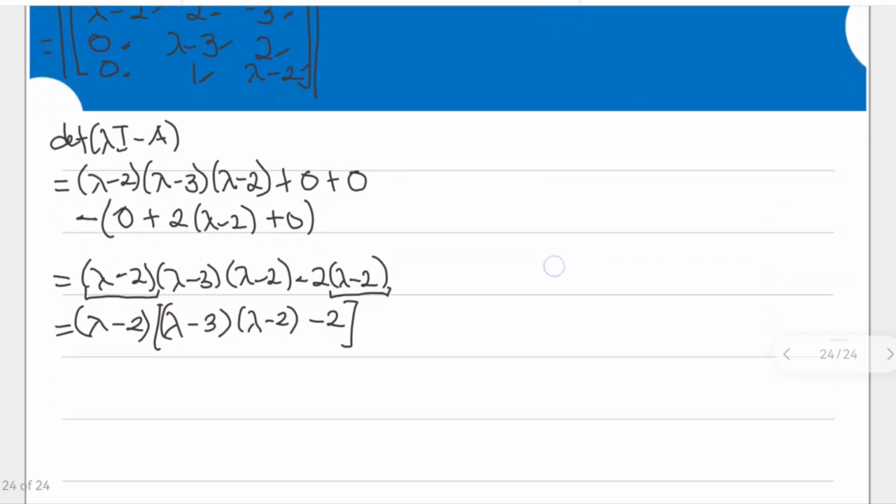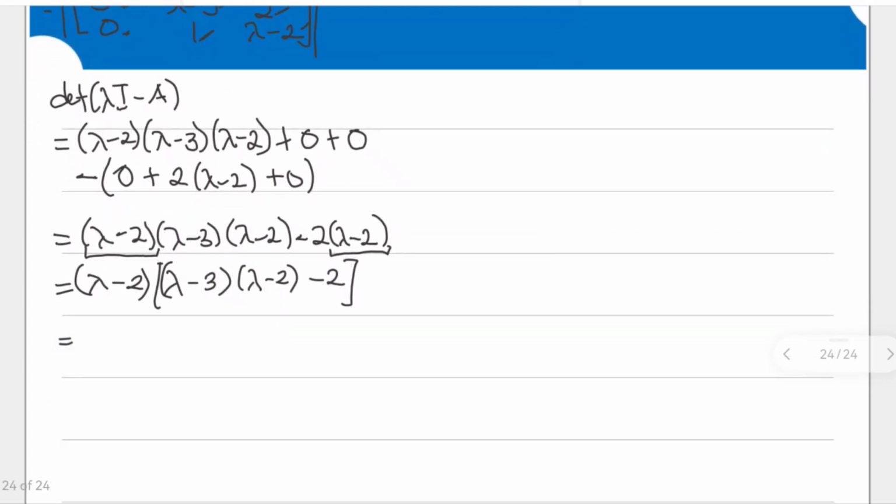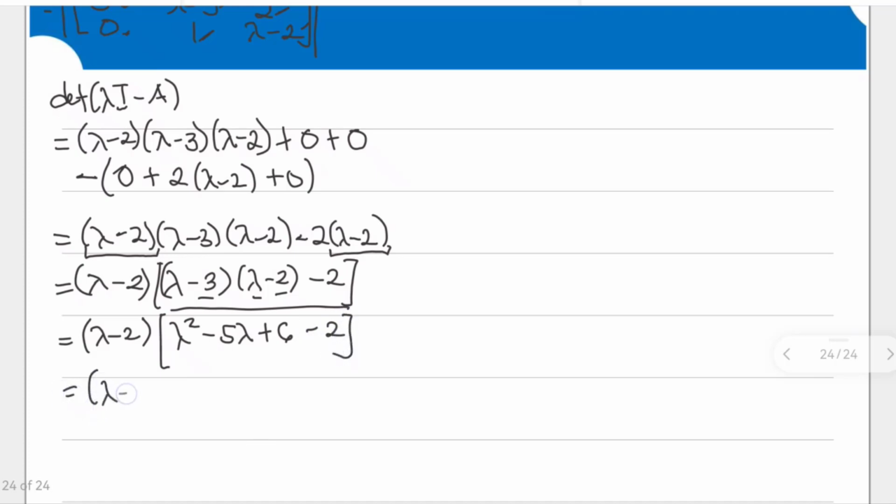We can further simplify this because we really need to have a correct polynomial where we can still have this lambda minus 2. And let's simplify this here. If you would like to, use the FOIL method: lambda squared minus 5 lambda, since we have here minus 3 lambda, then minus 2 lambda, and you have here plus 6, then minus 2. This will give us lambda minus 2, and then this entire expression, lambda squared minus 5 lambda plus 4.